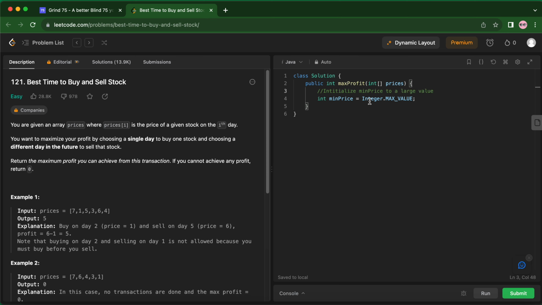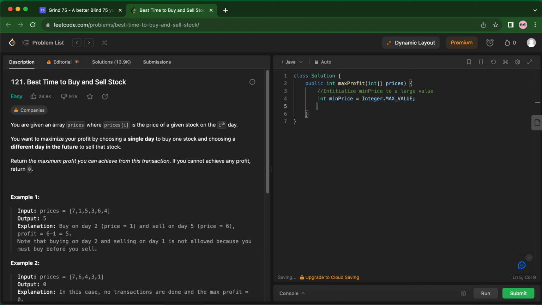This is the highest integer value, so that any value that we get will be smaller than our earlier considered min price. So we are considering a very high value, so that we'll be able to keep track of it. You can keep it 0 as well, but what if you find 0 again? In this case a negative price is not possible, so you can actually keep it 0 as well. There's no issue in this use case.